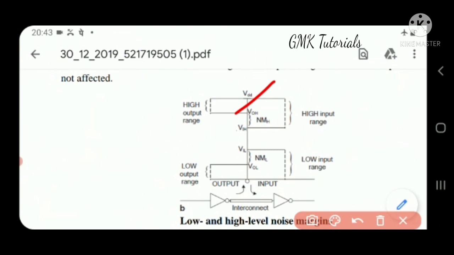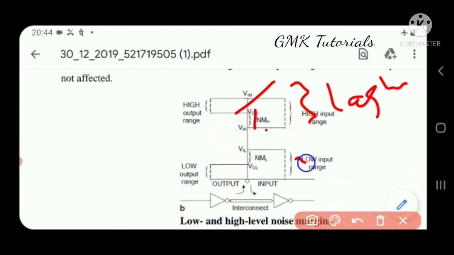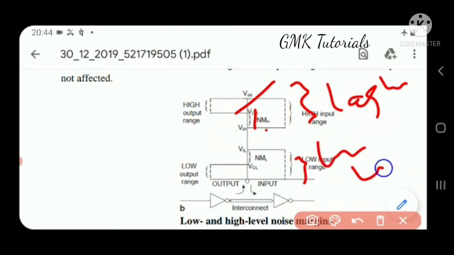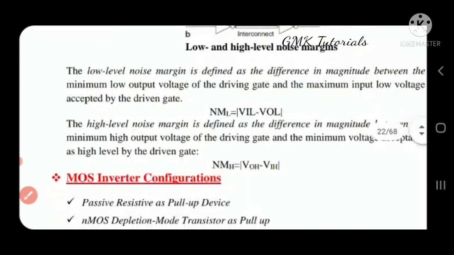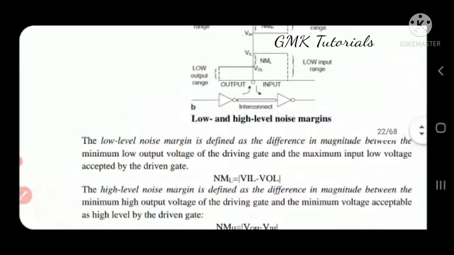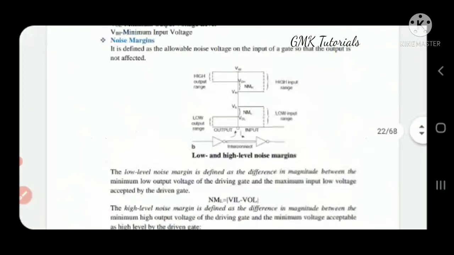The range up to VIH can be treated as a logic high input, and up to VIL it can be treated as a logic low input. That is generally called the noise margins. So I think up to now it is very clear, guys. I can use our mother tongue also, within only a few seconds.